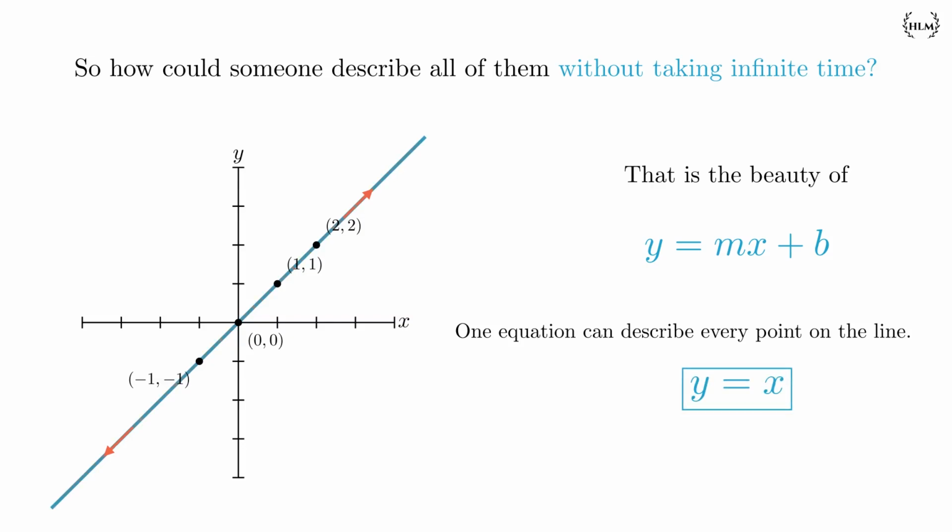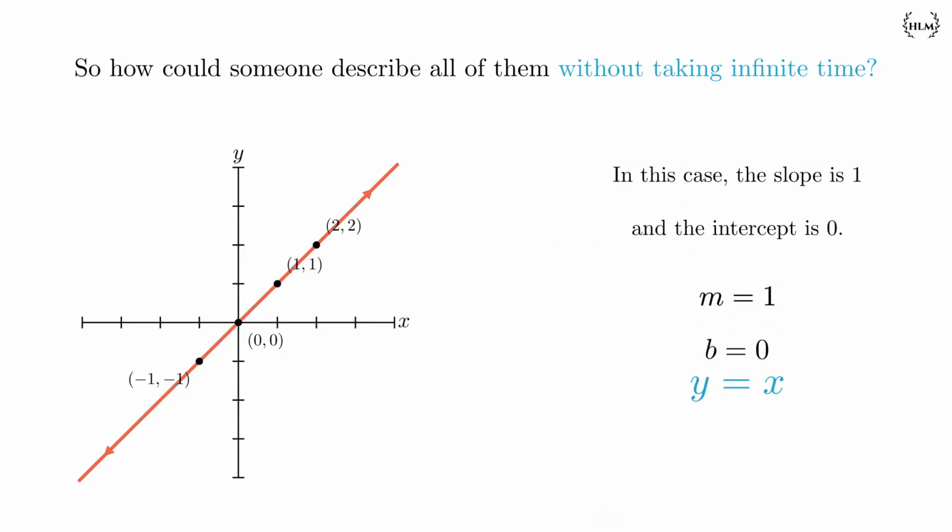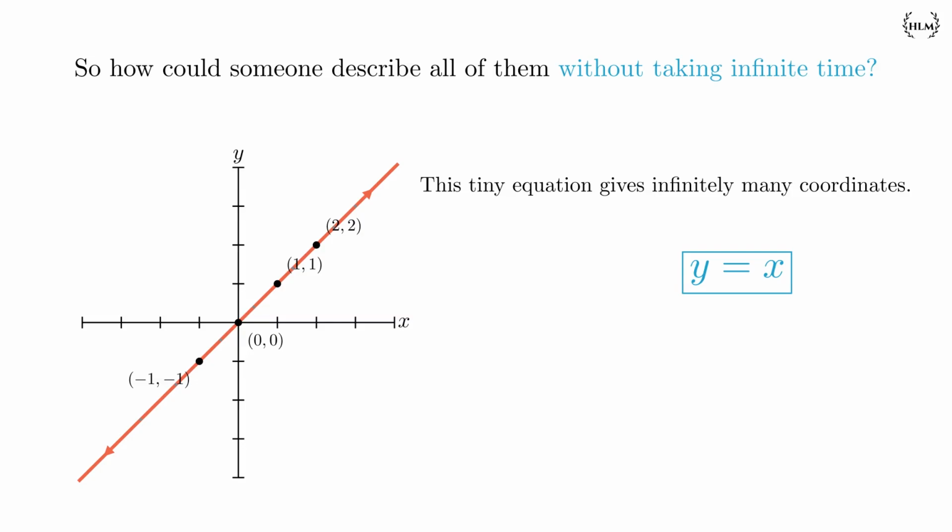So let's say this diagonal line can be represented by the equation y equals x. In y equals mx plus b, the m and the b change according to the slant of the line. In this case, our b value is 0 and our m value is 1. And therefore, we get y equals x as our equation. This y equals x gives you all the coordinates of this line, which is an infinite number of coordinates.